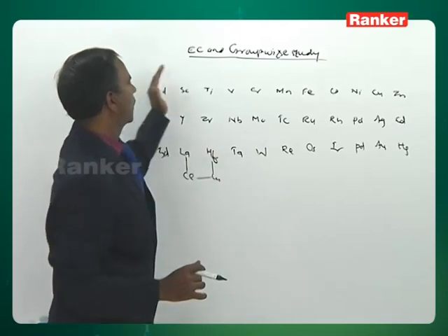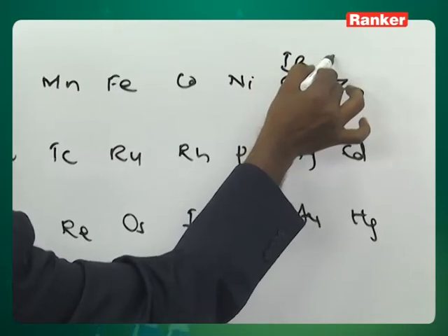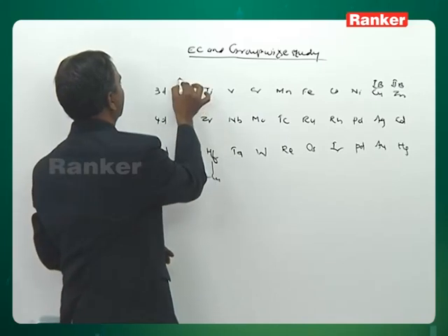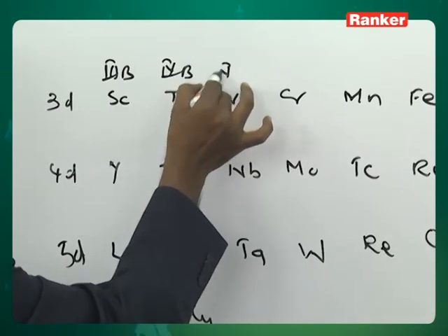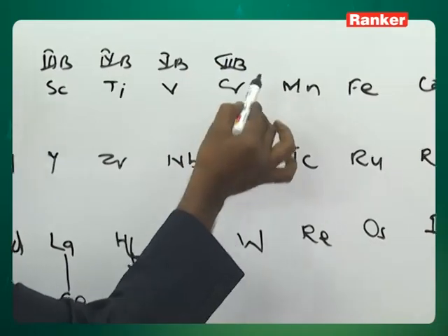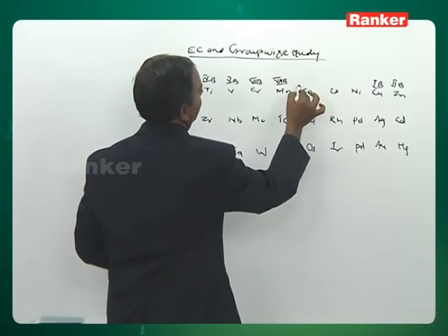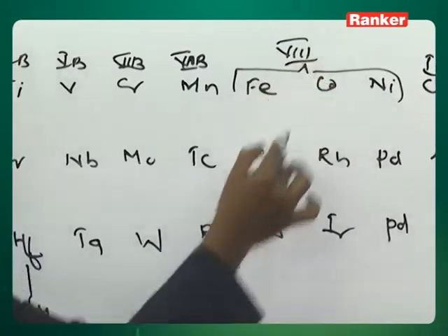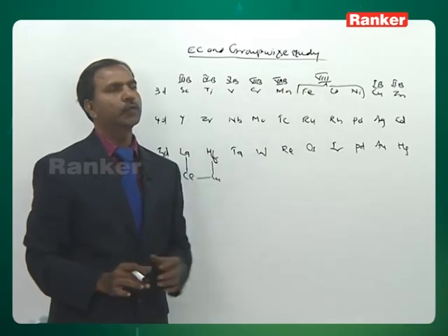Let me give the numbering of these groups first. The copper group of elements is first B, and zinc is second B. Then third B and fourth B, fifth B and sixth B, and seventh B. These three vertical columns are kept under a single group, called the 8th group of elements. So first B to seventh B and the 8th group of elements.